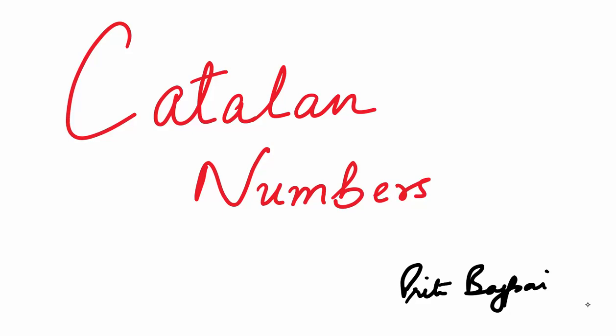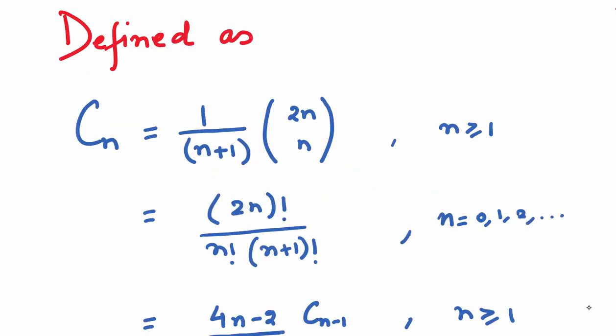Hi everyone, welcome to today's topic, Catalan numbers. But before we begin, let's see what Catalan numbers are. Catalan numbers are denoted by capital Cn.